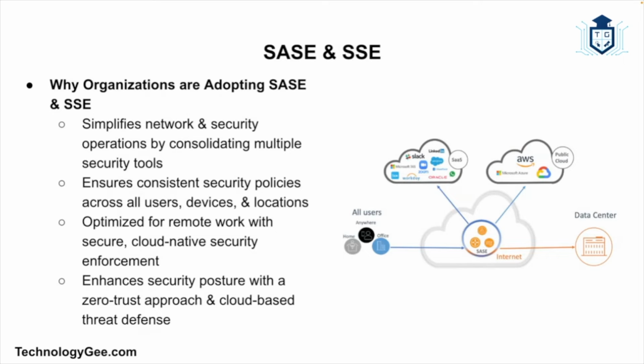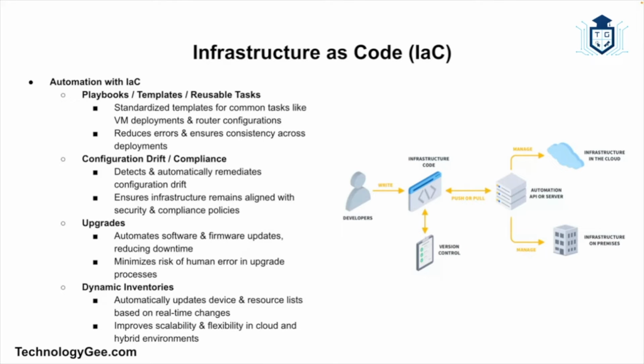And by adopting SASE or SSE, organizations can simplify their network and security operations while ensuring consistent policy enforcement across users and devices, regardless of their location. All right, so let's move on and talk about infrastructure as code. Infrastructure as code is revolutionizing network management by enabling administrators to manage and provision infrastructure using code, similar to how software applications are developed.